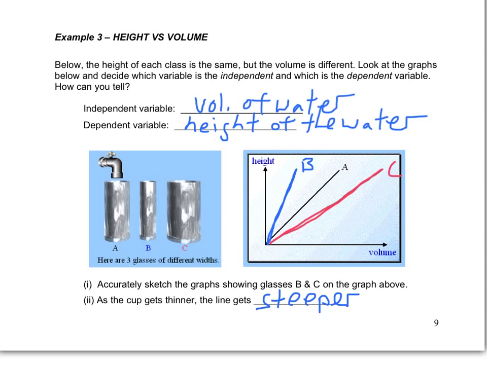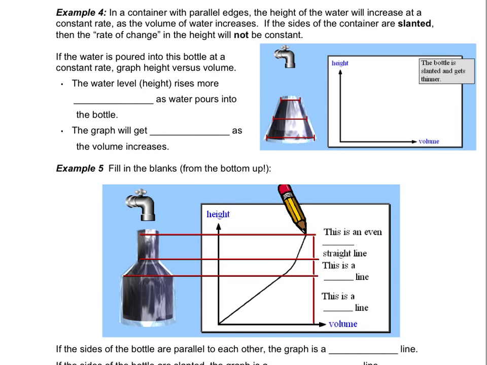All right, so let's jump to the next page. Now again, we've got water coming into a container at a constant rate, and over that time that the water is filling up, we're measuring the height of the water. And in this case, we're looking at a container where the sides are not parallel. As the container goes up, the width of the container gets narrower and narrower towards the top. So with a container like this, you should envision that the water level is going to rise more quickly.